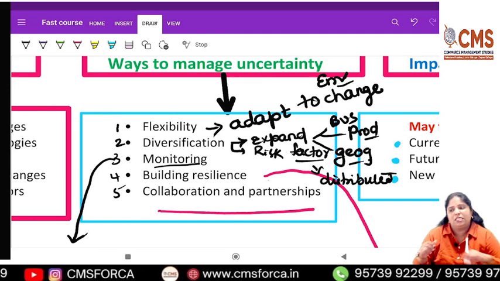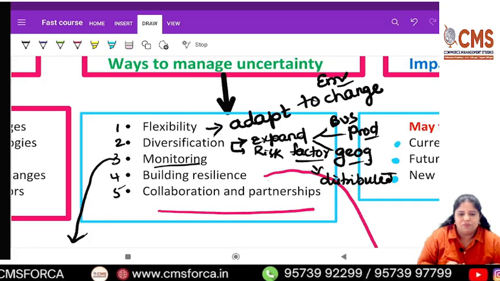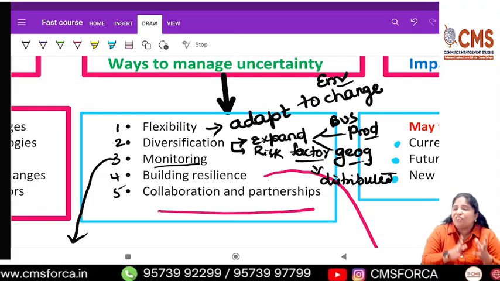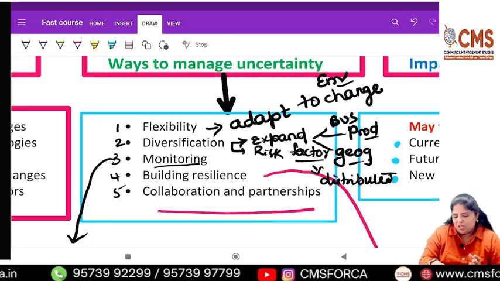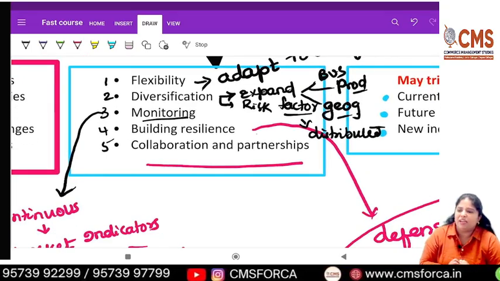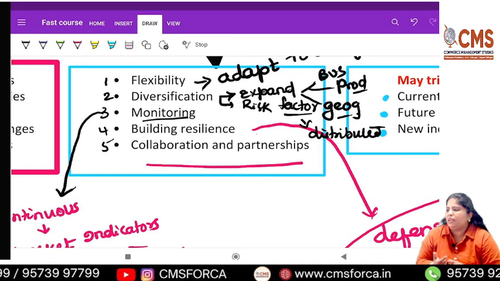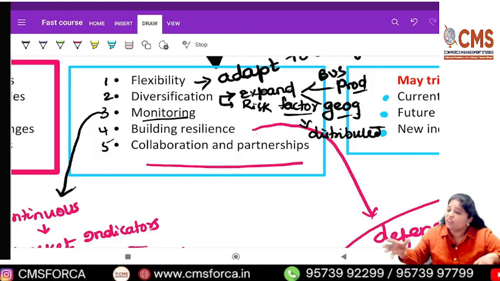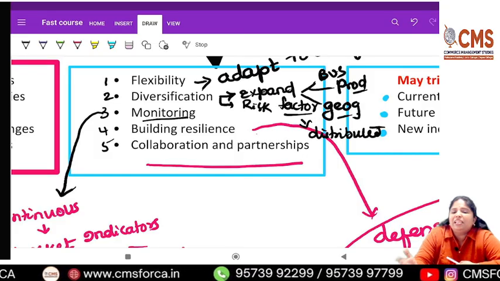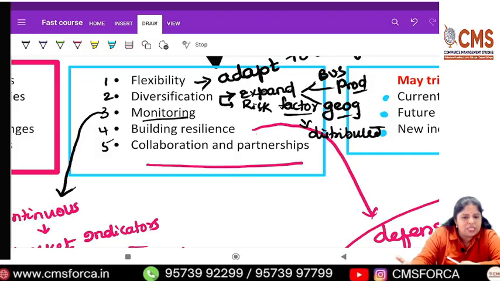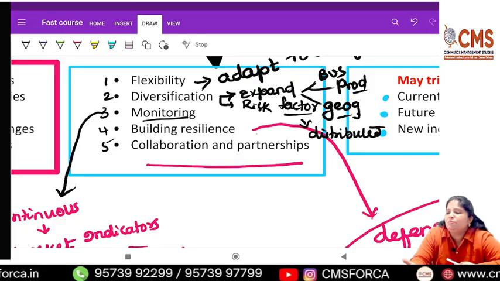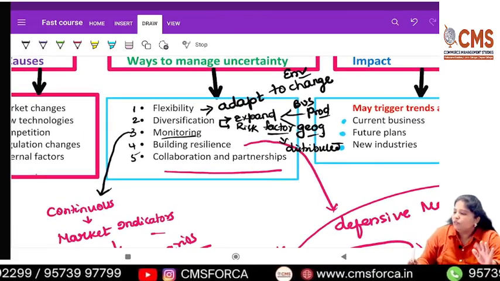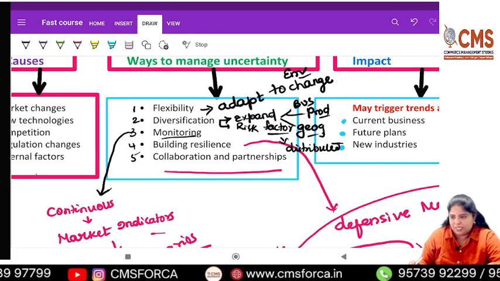Next, you build resilience, which is a defensive mechanism. And you build your defensive mechanism by improving different elements. Next comes collaboration and partnership. You can partner up or collaborate with your supplier, with your customer, or any friendly organization who share common objectives with you. That helps in sharing of resources, reduction of cost, and also helps in the risk factor getting distributed. So that's how we conclude how to manage uncertainty.